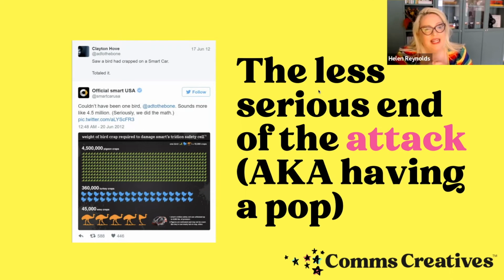So they came back and said, "Couldn't have been one bird, sounds more like 4.5 million. Seriously, we did the math." And then they've got this little graphic to show the literal amount of poo it would take to knock a Smart car over. And it just shows a little bit of humor and self-awareness. Self-deprecation can be a really useful thing to have in the bag on social media if the attack is not one of a serious nature. You know, there's no issue involved here. There's no punching down.